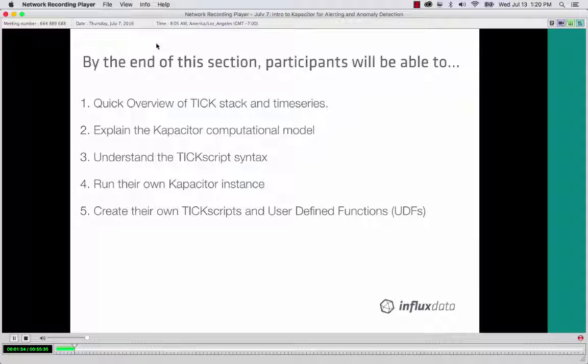Next, we're going to get you up and running and talk about how you install your own Capacitor instance. And then finally, we're going to get you to write some basic TICKscripts and some UDFs. The UDFs are user-defined functions. One of the features of Capacitor is you can write anything that's not necessarily a part of the runtime or the environment. You can add to your system. We'll see how you do that.